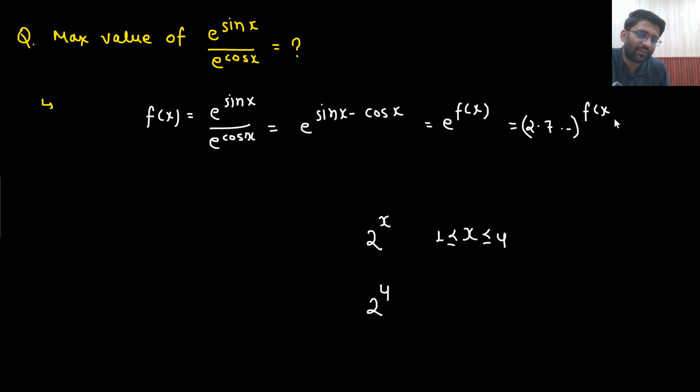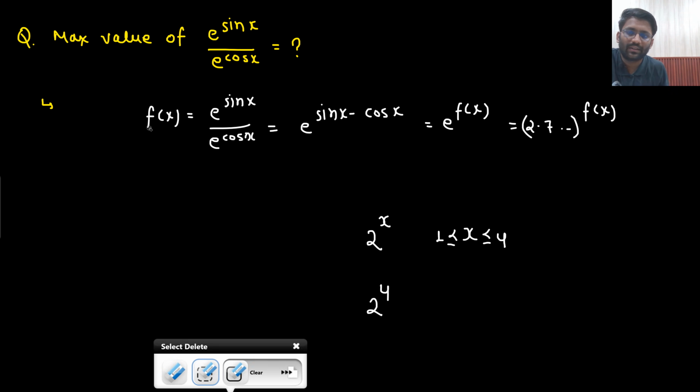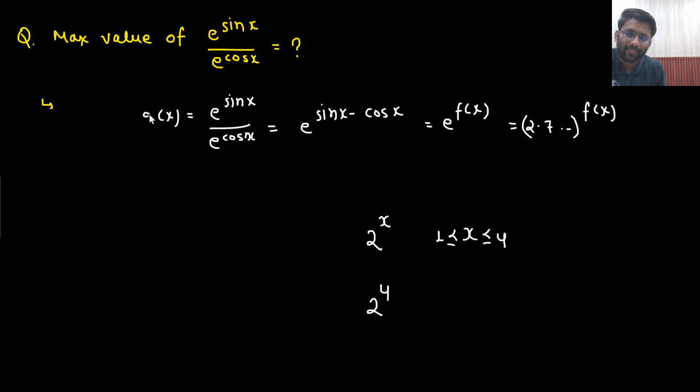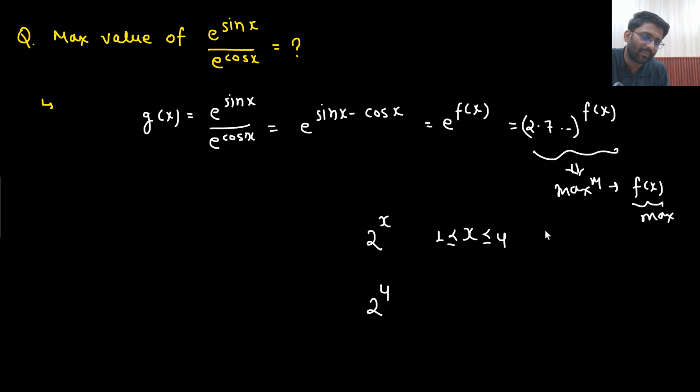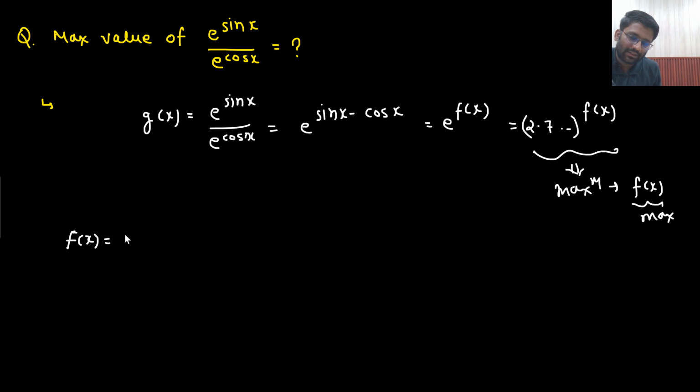Similarly, e is a constant value which is 2.7 something, which is having some power. If this is f(x), let's call this g(x). I want you to find out the maximum value of this. So for this to be maximum, what should be maximum? f(x) should be maximum, right? So what is the maximum value of f(x)? What is the maximum value of f(x), which is sin x minus cos x?